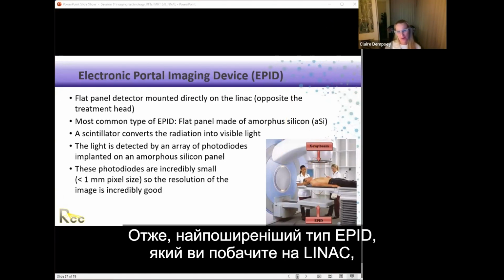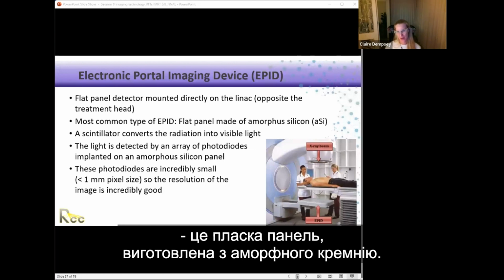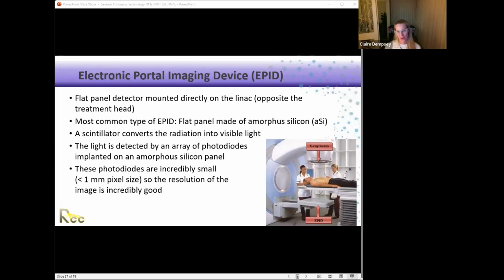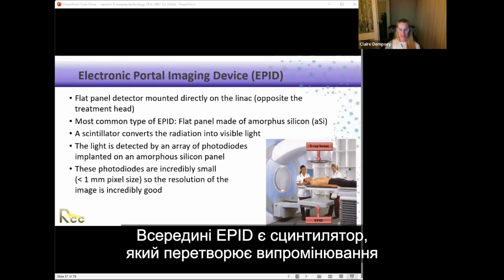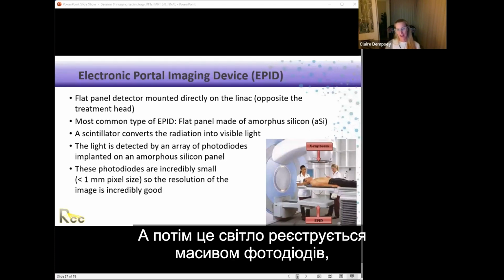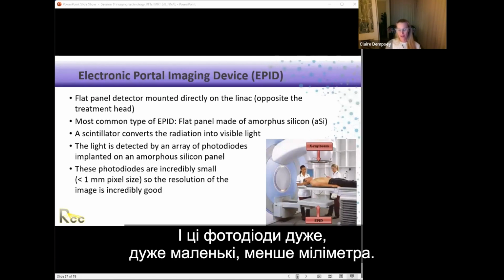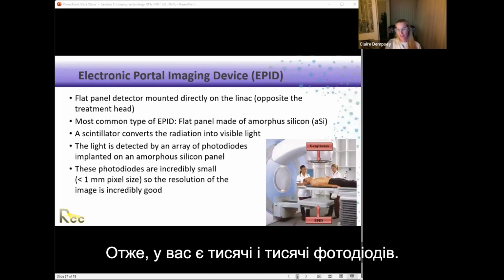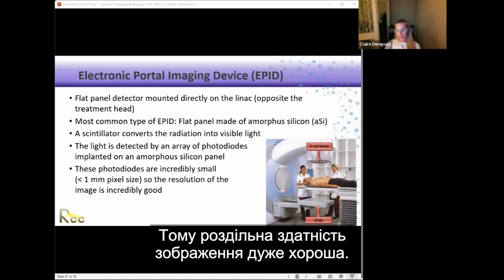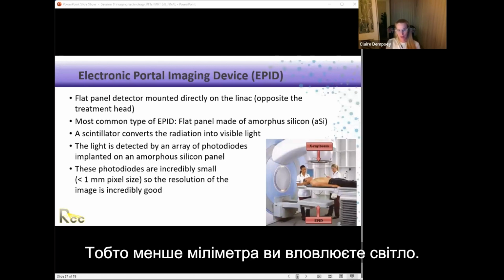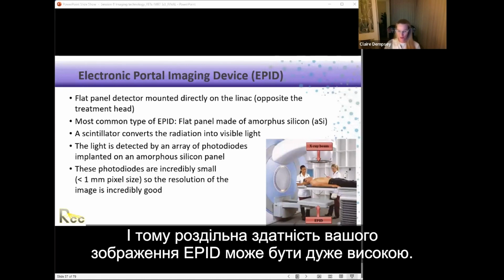And so the most common type of EPID that you'll see on a LINAC is a flat panel made of amorphous silicon. What happens is there's a scintillator inside the EPID that converts the radiation into visible light, and then that light is detected by an array of photodiodes that is implanted into the panel. These photodiodes are really, really small, less than 1 millimeter, so you've got thousands and thousands of photodiodes. So the resolution of the image is really good.